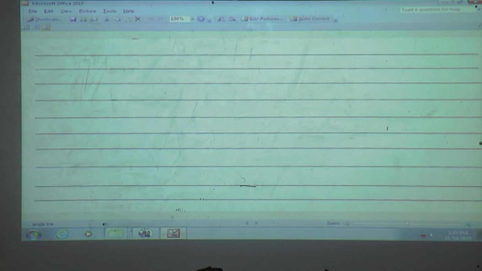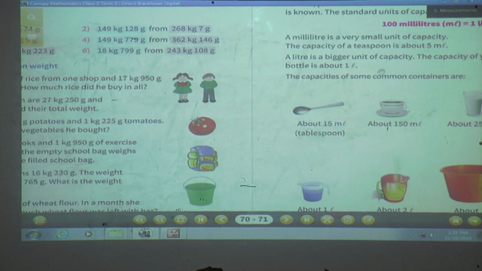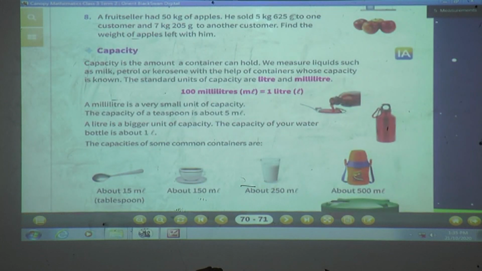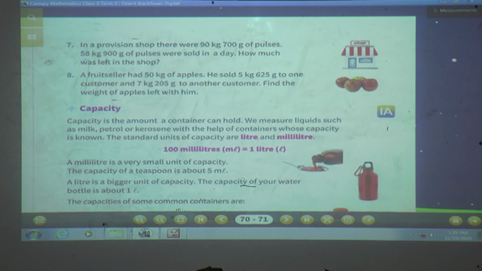Next question. See the 7th number. In a provision shop, there were 90 kg 700 gram of pulses. 58 kg 900 gram of pulses were sold in a day. How much was left in the shop? See, what is the question?